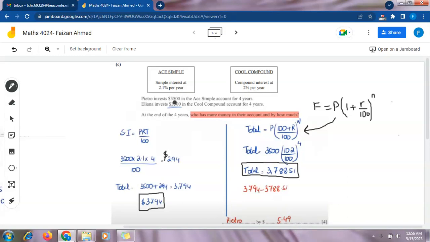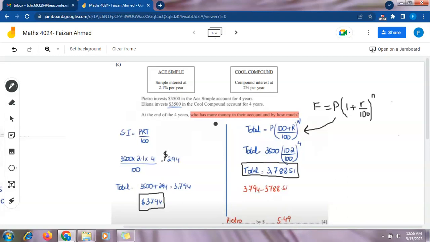Pietro invests $3,500 in the A Simple account for 4 years. Iliana invests $3,500 in the Cool Compound account for 4 years. At the end of 4 years, who has more money in their account and by how much? So it's a very simple question. We just have to use the formulas for simple interest and compound interest to find out the final amount. And then we will decide who has more money. And we will subtract both the final amounts to get the difference as well, which the question is asking us.